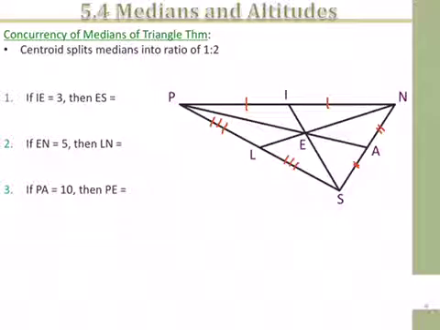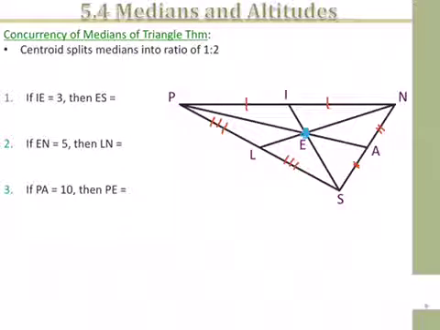Another interesting thing about medians and centroids in general is that a centroid is going to split a median into a ratio of 1 to 2. Very predictably, like E here. By the way, this spells pineapples if you repeat the P and the L. But anyway, E is the centroid here, because we can see that PA and IS and LN are all medians, as indicated by the markings, and their point of concurrency is E. So I guess E is the centroid of this triangle.